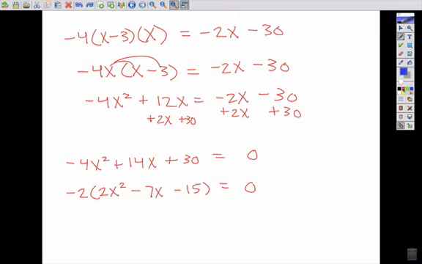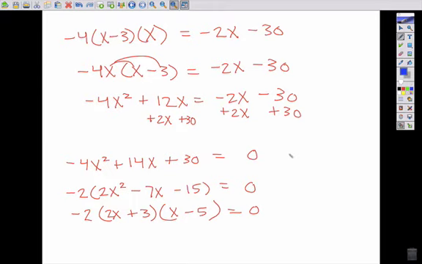Okay, so now at this point, I'm looking for a way to solve this quadratic. And you could use the quadratic equation. You could try to factor it, and that's what I'm going to do. So I still have my negative 2. And then when I factor this, you have a couple of options. You could factor by grouping. You could guess and test. It ends up being 2x plus 3 times x minus 5, and that's equal to 0.